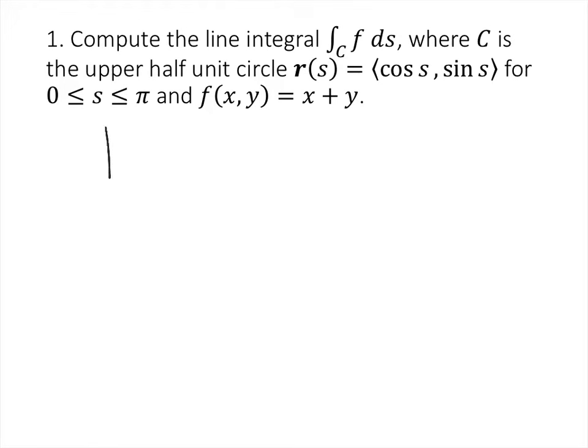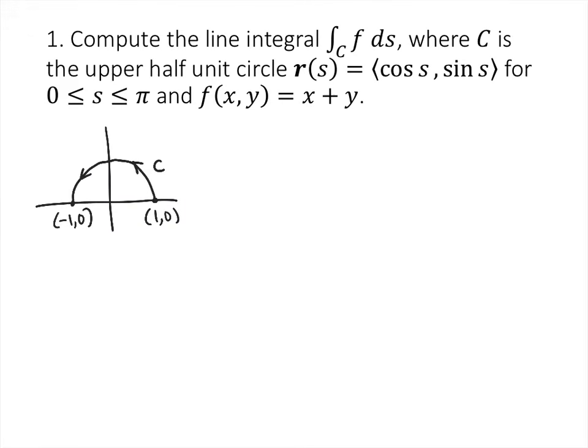There's a lot of information being given to you here, but the main thing to keep in mind is that the curve we're talking about is this unit circle, and since it's parameterized with x equaling cosine and y equaling sine, that's our standard parameterization, so we know it's going to be counterclockwise. So what we're really doing is integrating this function from the point (1, 0) to the point (-1, 0).